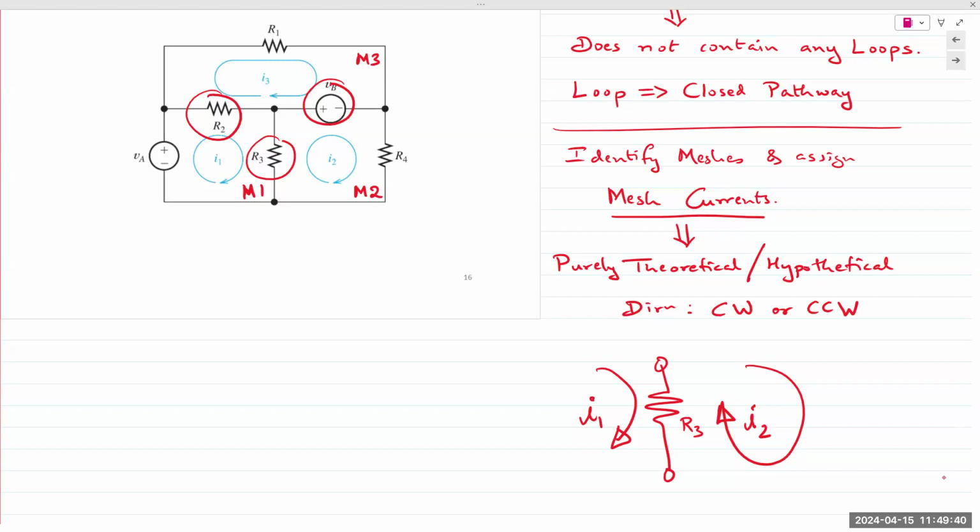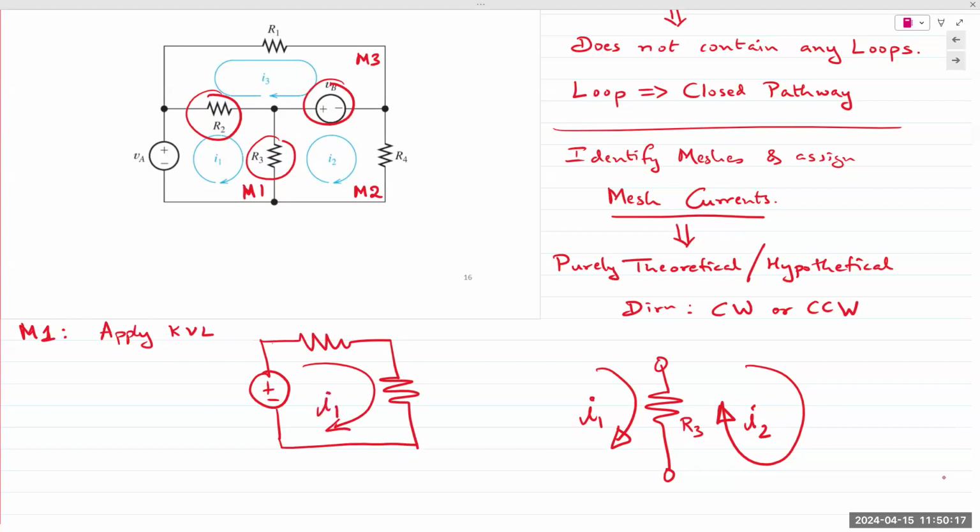Okay, then let's take a look at mesh 1. And we'll apply KVL and then generate our equations. So we apply KVL in mesh 1. And we see, let me draw this out right here. So mesh 1 has I1, R2, R3, and VA.